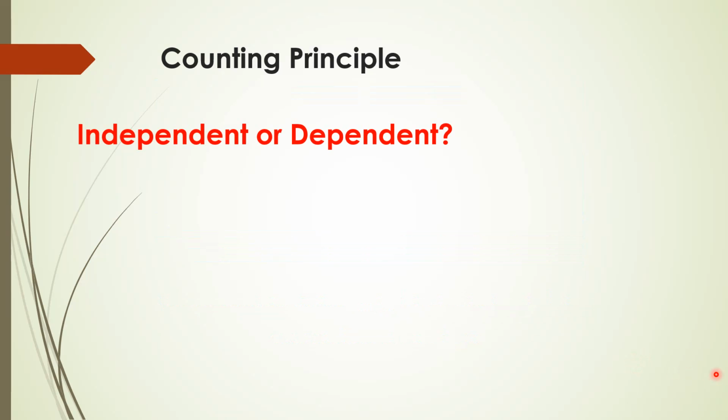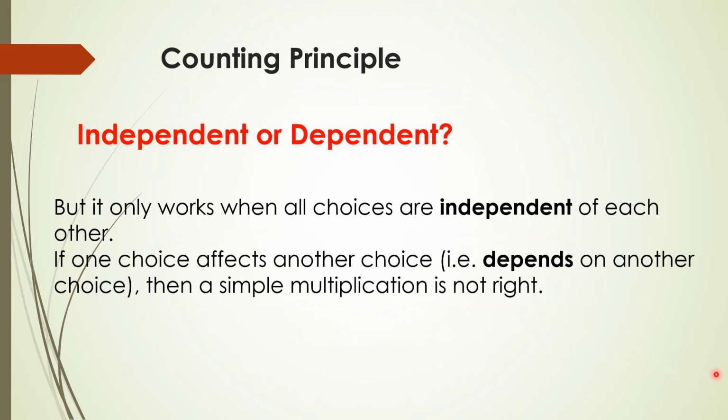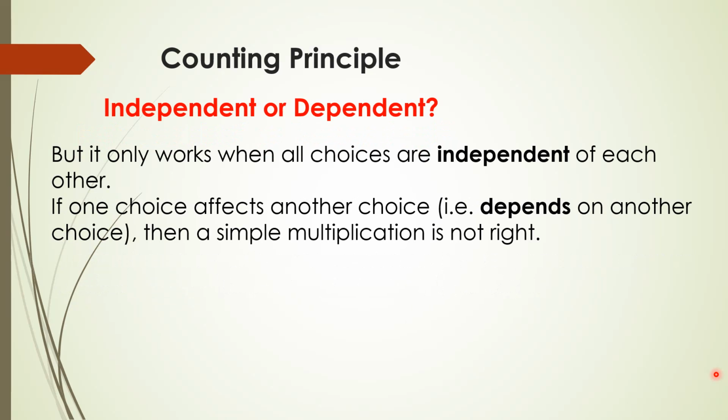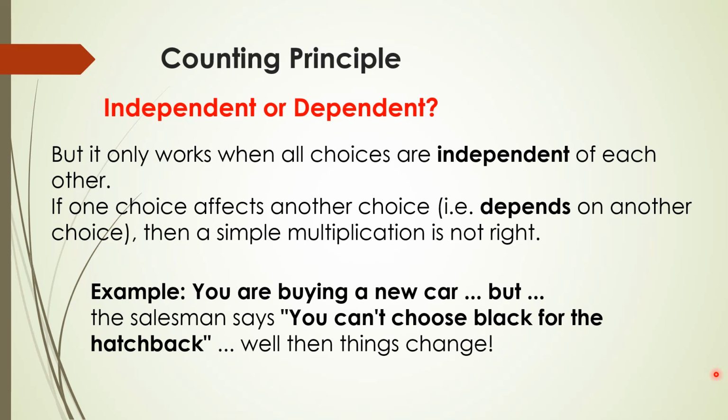Independent or dependent are big ideas when we talk about counting principles. The counting principle works only when all choices are independent of one another. If one choice affects another choice, in other words, it depends on another choice, then a simple multiplication is not right. But let's see an example.